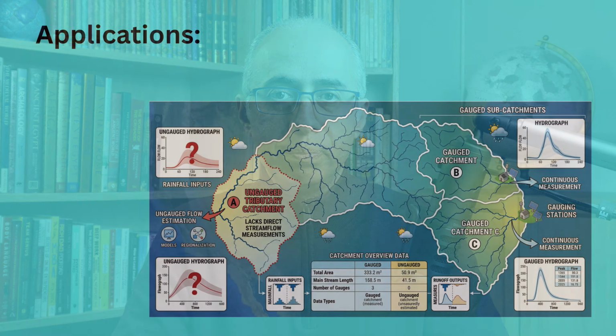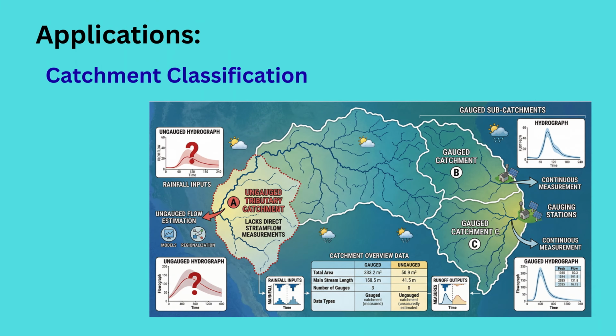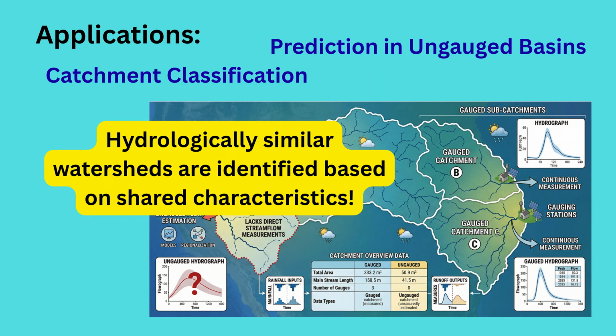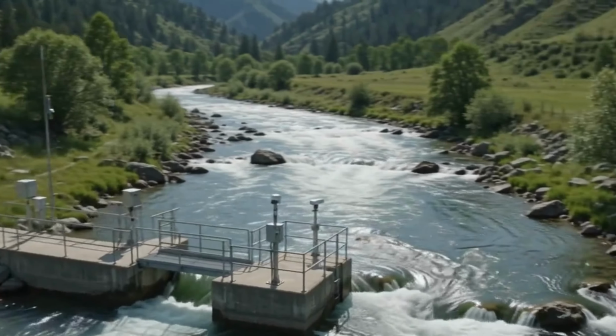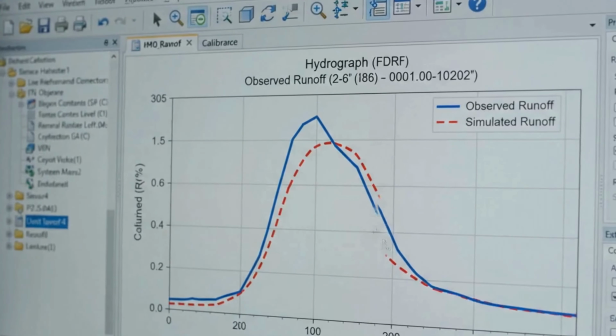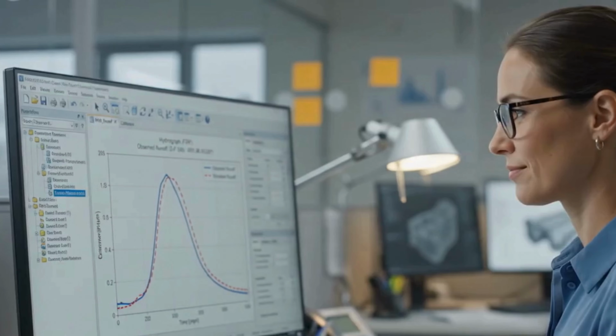Magnitude-based signatures have a wide range of applications in hydrological modeling. Let's know more about them. They support catchment classification and prediction in ungauged basins, where hydrologically similar watersheds are identified based on shared characteristics. They are widely used for model calibration and diagnostic evaluation, allowing engineers to assess whether simulated runoff volumes match observations.